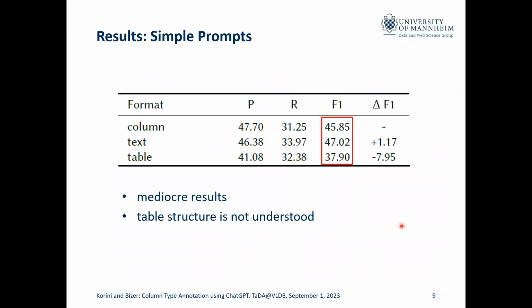Taking a look at the results of these 3 simple prompts, we see that we have quite average results. The column and text formats are quite close to each other, but on the other hand, the table structure is not understood and shows a decrease of 7.95% compared to the baseline column format.